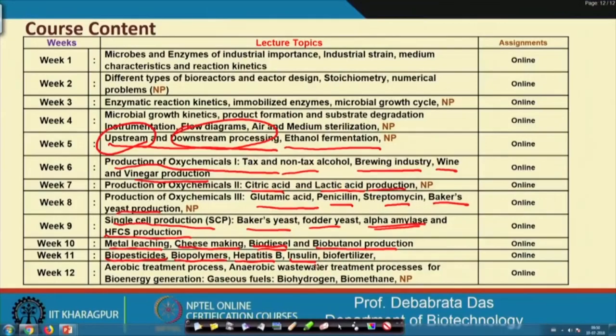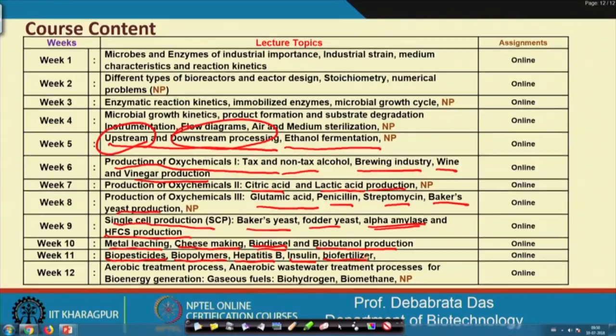And insulin, we know that we have a lot of diabetes patients, they require insulin. And biofertilizer, another important issue, where we can increase the fertility of the soil to a great extent.